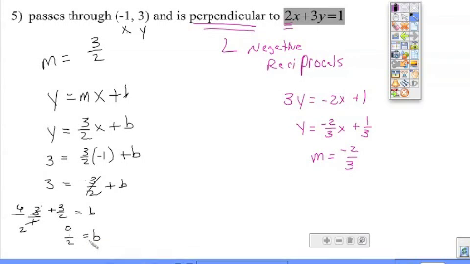Leave your y-intercepts as improper fractions. I don't want mixed numbers. I don't want decimals.